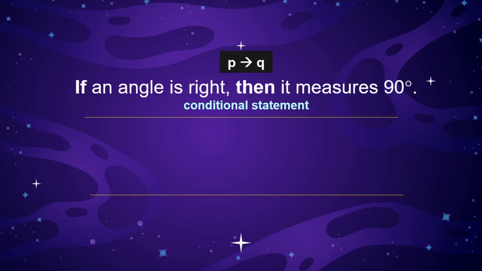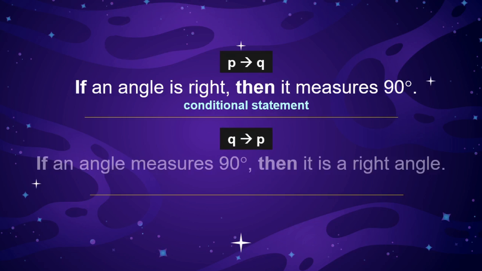Even pag pinagpalit natin yung position ng ating hypothesis at yung ating conclusion, magiging Q implies P: if an angle measures 90 degrees, then it is a right angle. So, this is our converse statement. Even na pinagpalit natin siya ng pwesto, ganun pa rin. If we ask the same question, paano mo nasabing right angle siya? Then we could reply, because it measures 90 degrees. And then we could back it up by saying, by definition, a right angle measures 90 degrees.